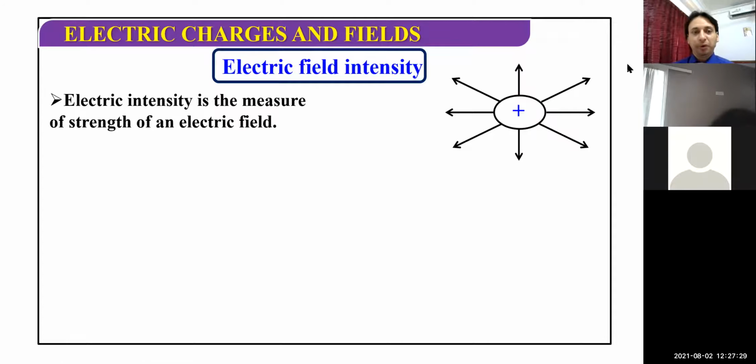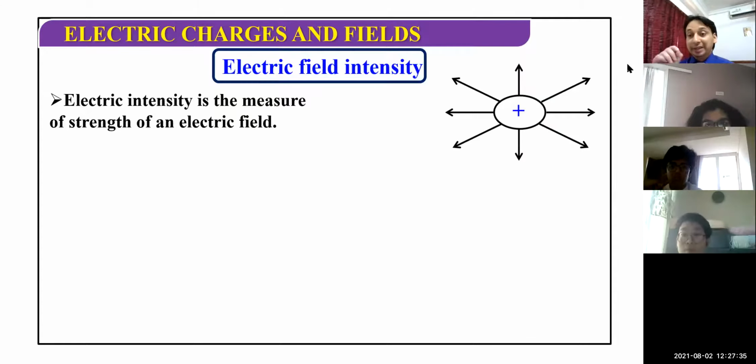Suppose in this diagram, children, you can see we have a positively charged body. 10th class students, please keep your camera on. Now, here in this diagram we have a positively charged body, so pay attention. Around this charged body, near to the charged body or away from it, definitely the field will be stronger or weaker. So electric field intensity confirms this. As you see in the definition on the screen, electric field intensity is the measure of the strength of an electric field.